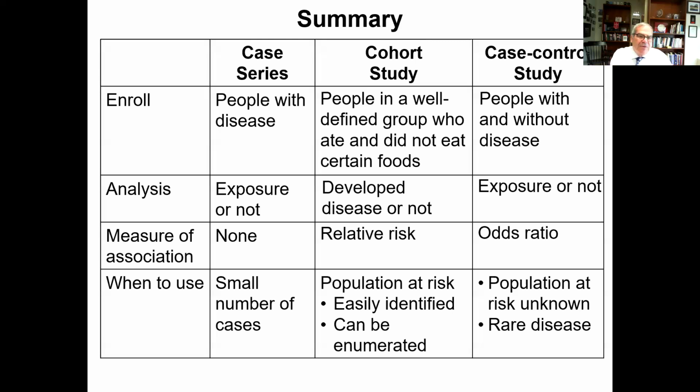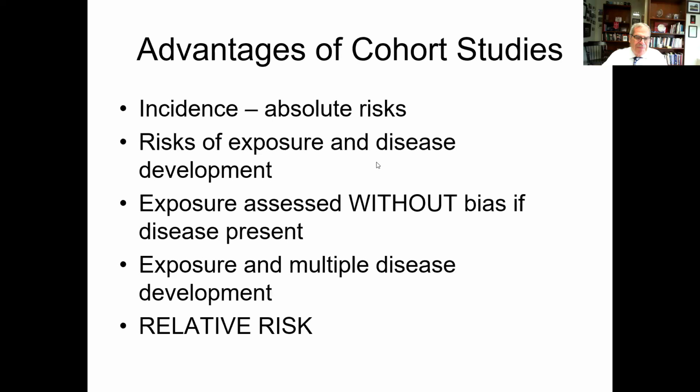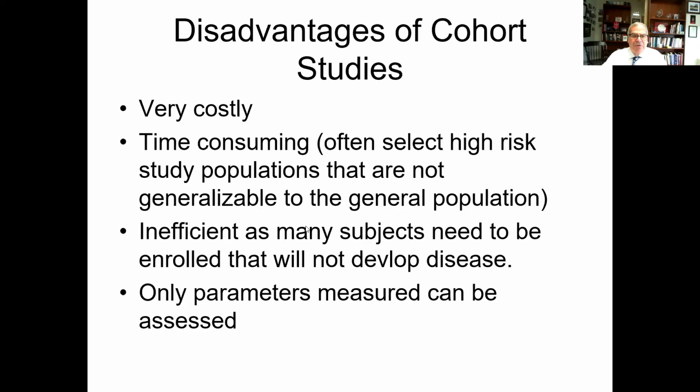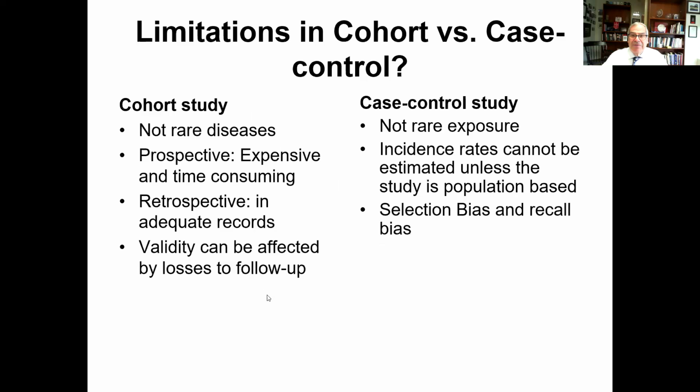What's your question? Formulate the question, and make sure that you use the appropriate measures and interpretations. The advantages of cohort studies, as we've been saying, is that they allow us to calculate incidence as well as absolute risk. They look at the exposures and the disease. The exposures are assessed without bias because you're following and building that piece in, and you're able to calculate the relative risk. The disadvantage is that it costs a lot of money and is very, very time consuming. It's inefficient, as many subjects needed will never develop the disease, which is why you don't do a cohort study on a rare disease, particularly cancer. If you follow them for a long time, they never develop the disease. And only parameters measured can be assessed, and things change as you build it forward.